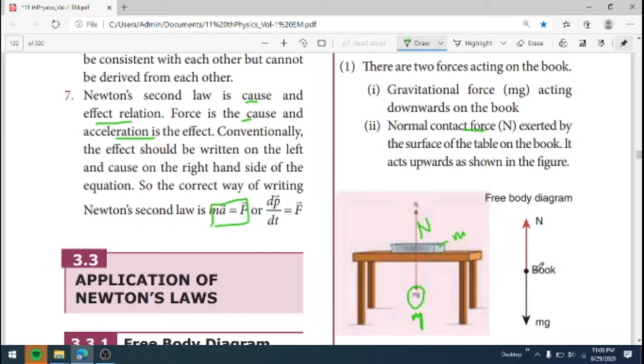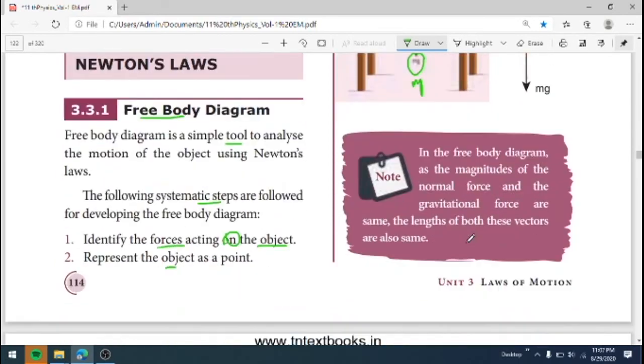இப்போ நம்ம எப்படி ஃப்ரீ பாடி டயக்ராம் வரையணும், முதல் ஸ்டெப்பு ரெண்டு ஃபோர்ஸ் ஐடென்டிஃபை பண்ணிட்டோம். என்னென்ன ஃபோர்ஸ் இருக்குது இந்த ஆப்ஜெக்டில், ஒன்று கிராவிடேஷனல் ஃபோர்ஸ், இன்னொன்று நார்மல் ஃபோர்ஸ். அடுத்து அந்த ஆப்ஜெக்ட்டை நம்ம பாயிண்ட்டாக கன்சிடர் பண்ணிட்டோம். இப்போ இதை வெக்டர் ஃபார்மில் வரைஞ்சிருக்கோம் இல்லையா, தட் இஸ் எம்ஜி அண்ட் அப்வர்ட் ஃபோர்ஸ் இஸ் என். திஸ் இஸ் த வே ஹவ் டு ட்ரா த ஃப்ரீ பாடி டயக்ராம்.